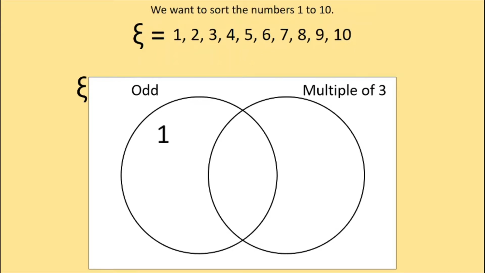Number 1 is odd, but it's not in the 3 times table, so it belongs on the left. 2 is neither odd nor in the 3 times table, so it's outside of our groups. 3 is both odd and a multiple of 3. It's in the 3 times table. There's 4. 5 is odd. 6 is even, but it is a multiple of 3 because it's in the 3 times table, so it belongs on the right. Here's 7, 8, 9 is in both, and 10.